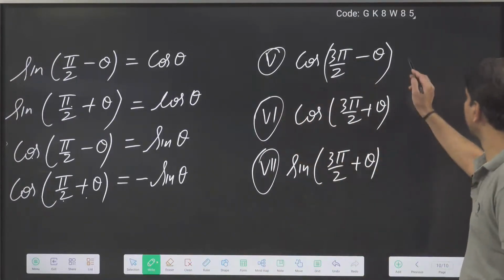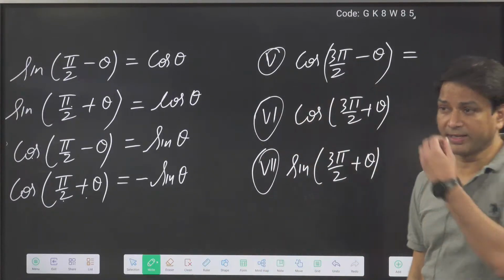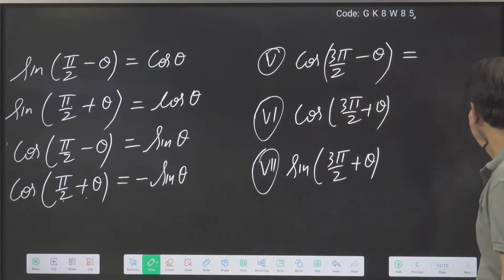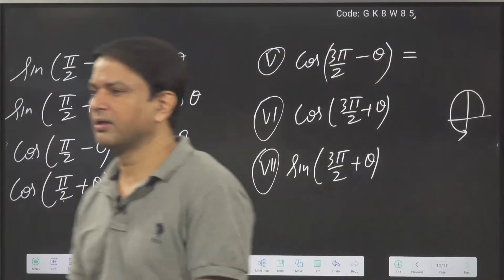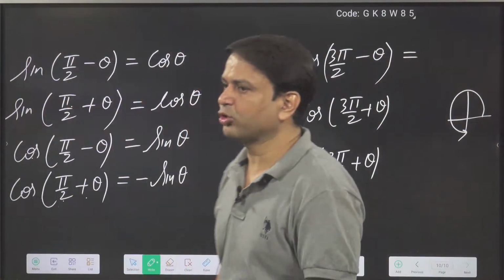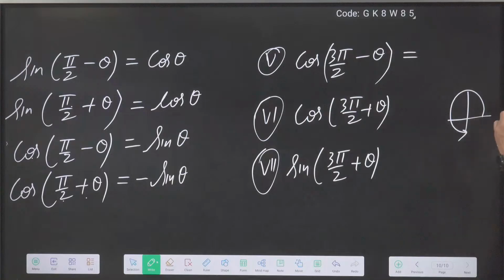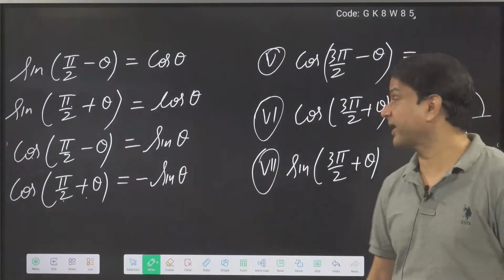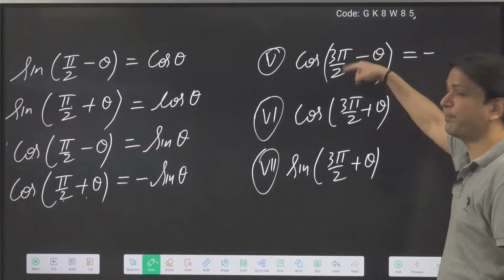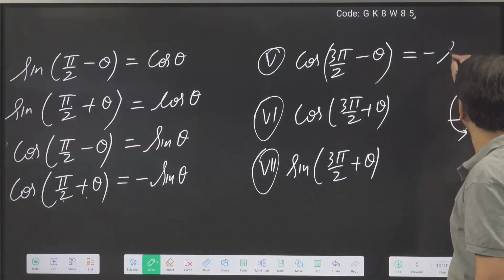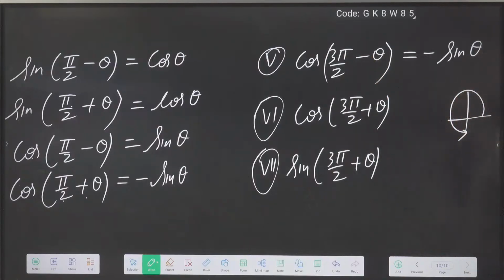Then come to this 3 pi by 2 minus. What I said, where is the 3 pi by 2? 3 pi by 2 means here. 3 pi by 2 is here. 3 pi by 2 minus which quadrant? Third quadrant cos is negative, so I put the first minus sign. I am using the odd multiple of pi by 2, so cos I will convert into the sine, then I will write minus sine theta.